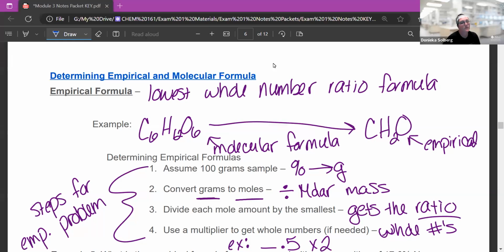This is determining empirical and molecular formulas. So the reason I just went over calculating mass percentages is because when we find those, which you can find in the lab, you can actually figure out what the formula of your compound is. And that's what we're going to do here.